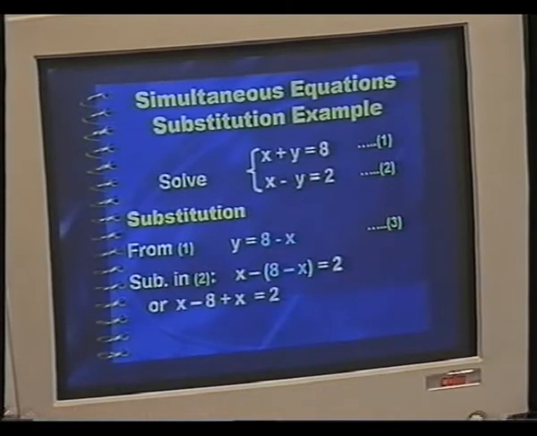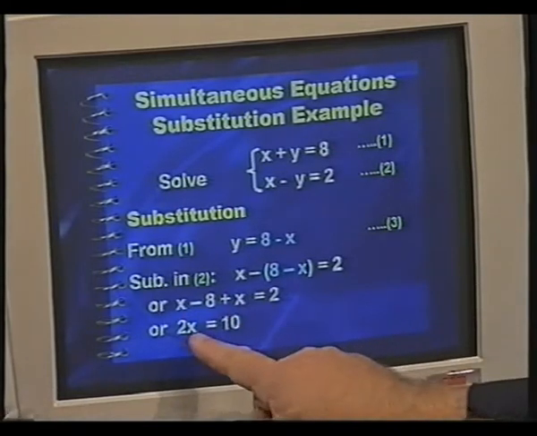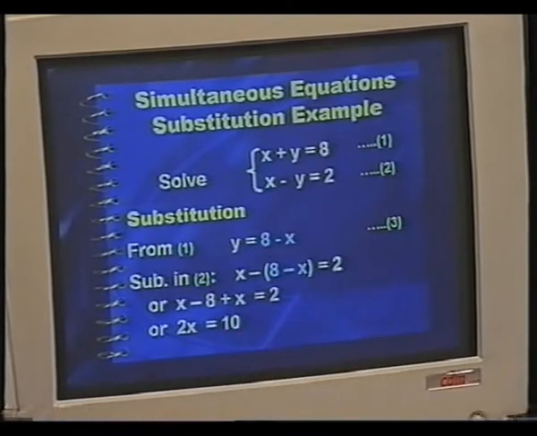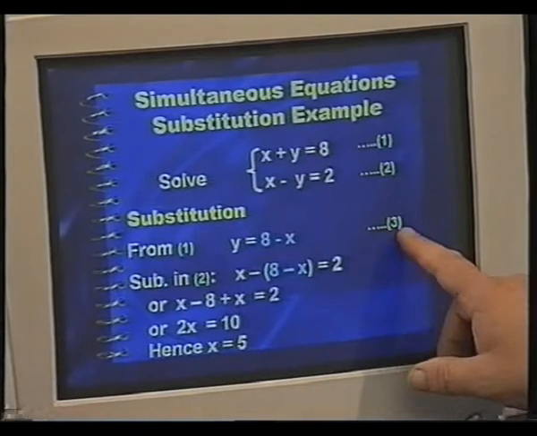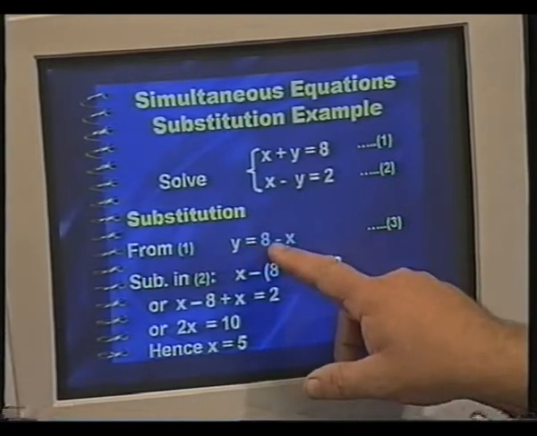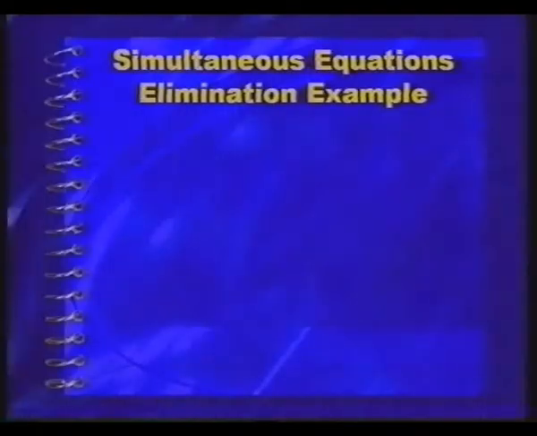And then I end up with one equation in one unknown, which can be solved in the usual fashion, where we combine the two x's there and we bring the negative x to the other side. 2x equals 10, from which we get x equals 5, of course. And then I can use the third equation there to get the value for y, because I know that y is 8 with 5 subtracted. In other words, y is equal to 3.